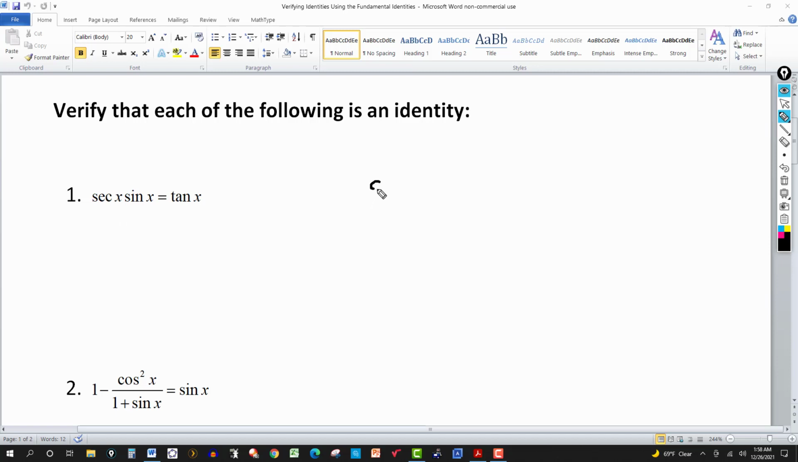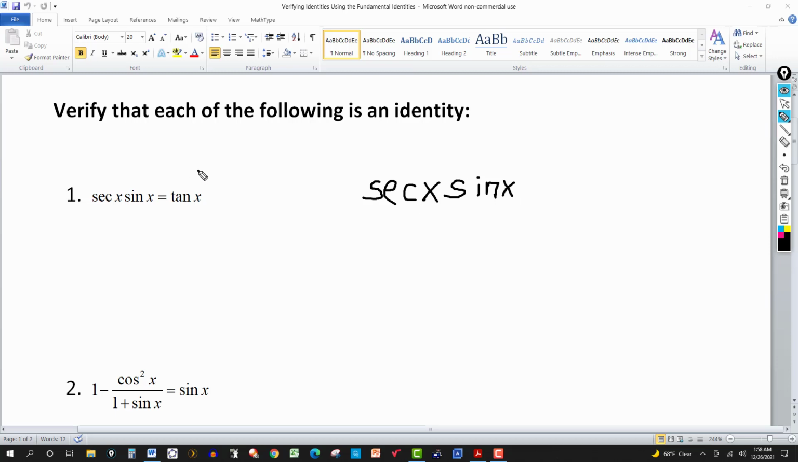So this one here, I'll do it both ways. I'm going to start with the left side. So I've got secant of x times sine of x.